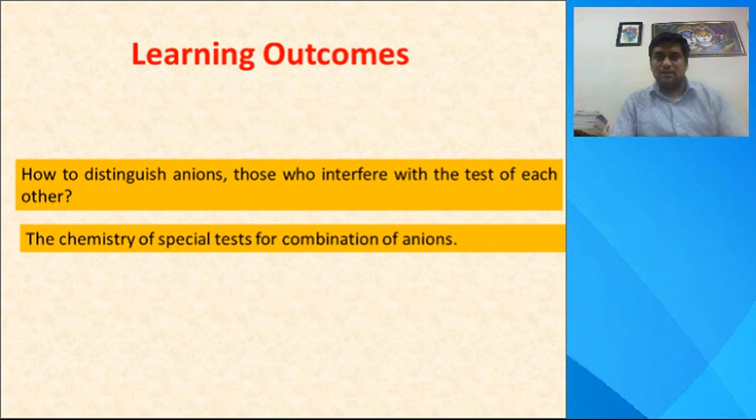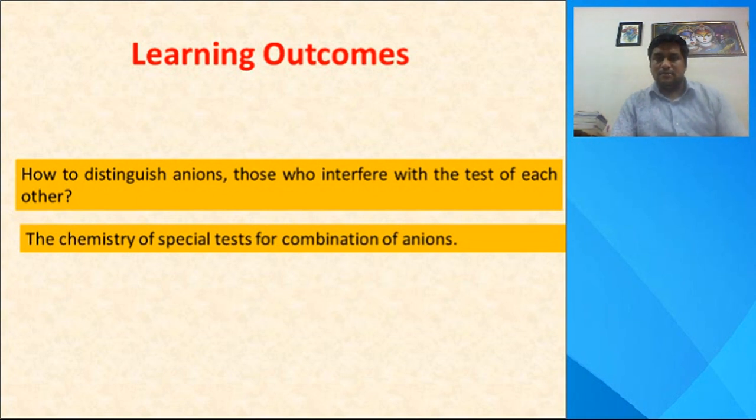The portion remaining is the chemistry of special tests employed to detect combination of anions. What do I mean by combination of anions? Let's say, for example, we have in a mixture nitrate and bromide. Both are responding to concentrated sulfuric acid. So in such case, how to identify bromide and nitrate separately?